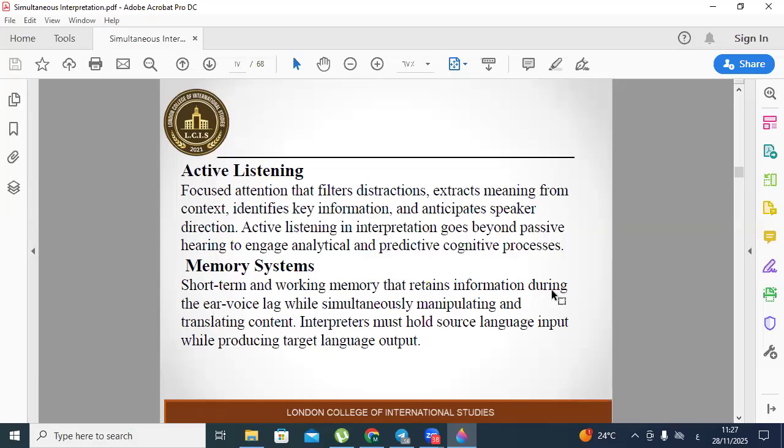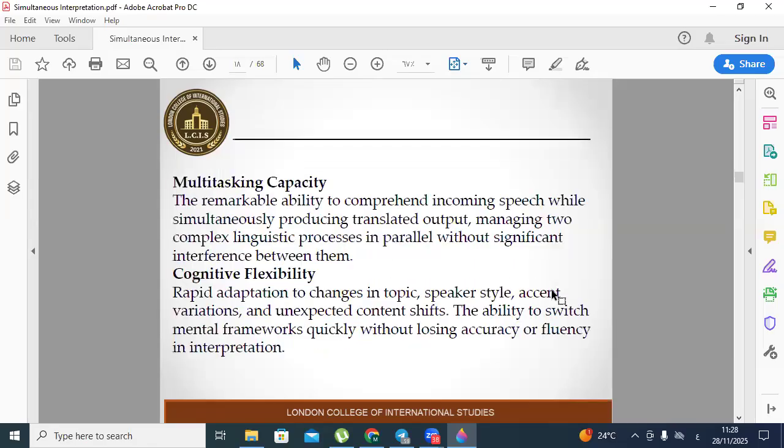Interpreters must hold source language input while producing target language output. You're holding the current sentence you're translating in memory while your ears are already hearing the next sentence. This creates enormous memory demands.